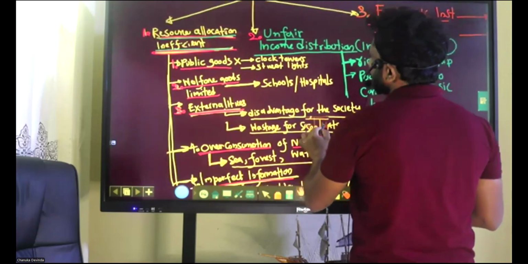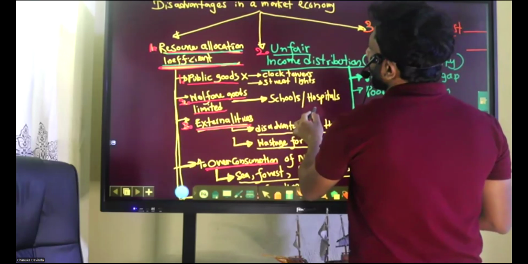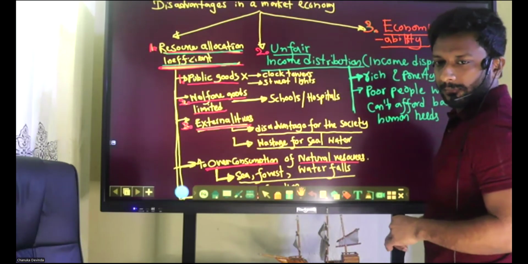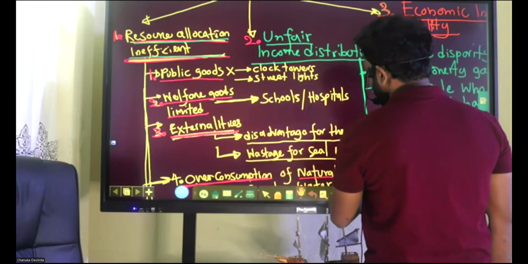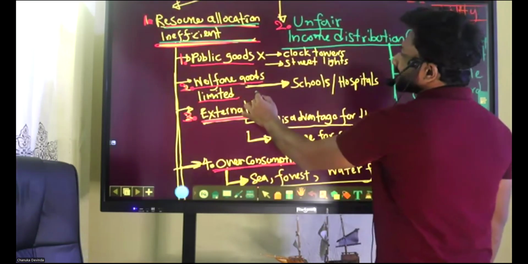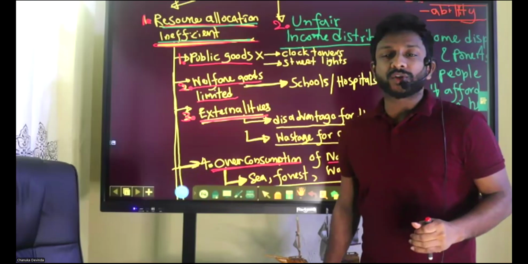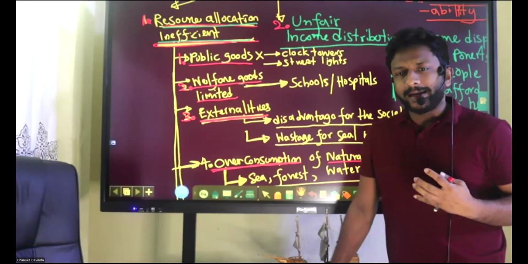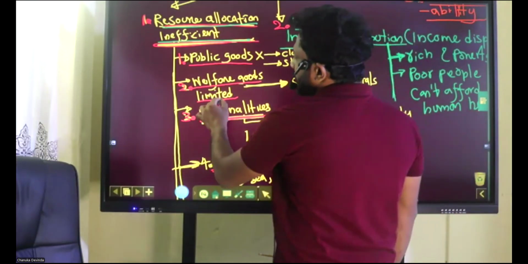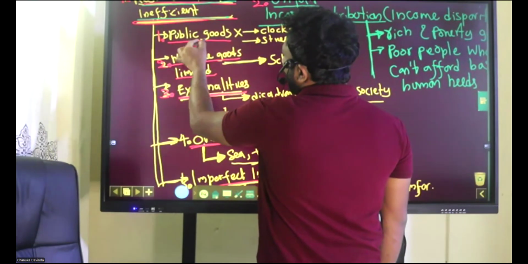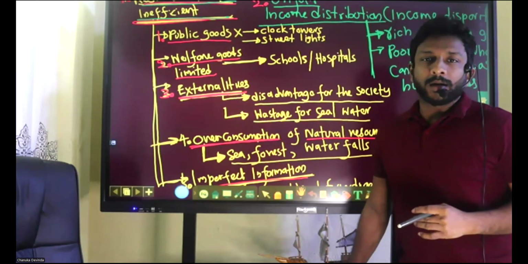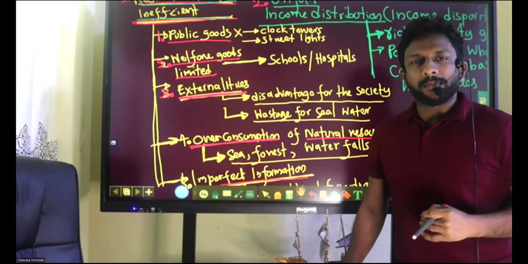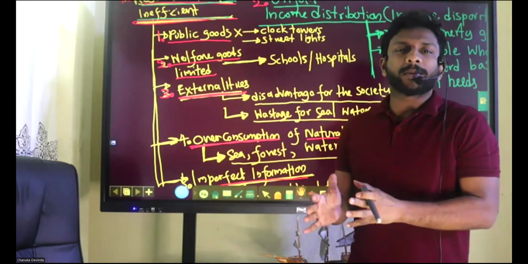Right. So these are the disadvantages in a market economy. First disadvantage is resource allocation is inefficient. Why do we identify resource allocation as inefficient? Because there are no adequate public goods. Actually, public goods are not provided by the market economy. Why? Because they can't earn any profit through the public good.